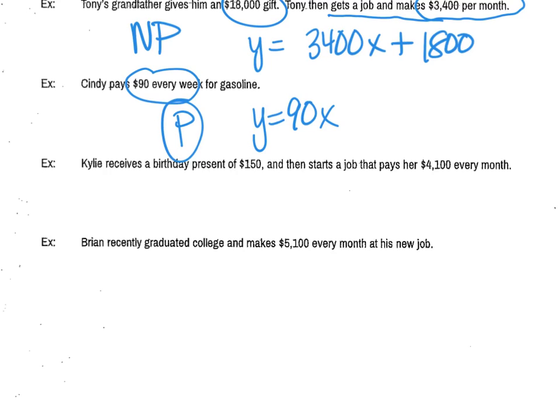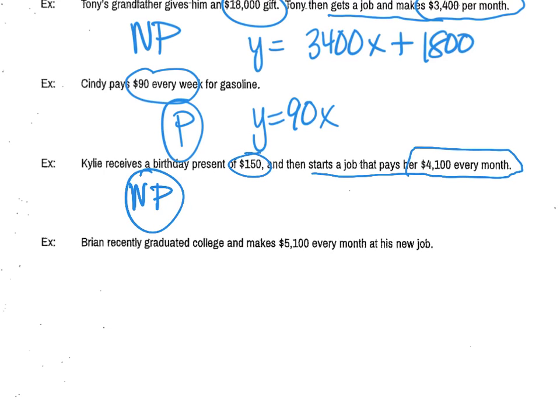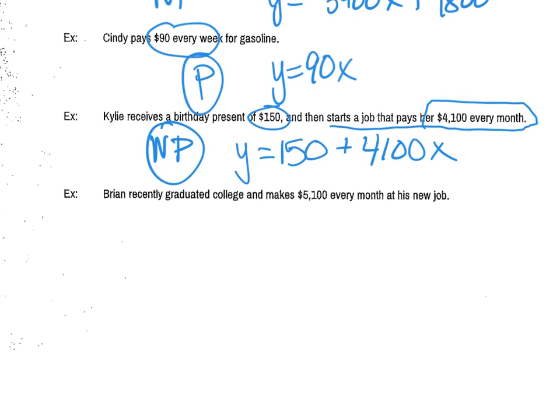Kylie receives a birthday present of $150, then starts a job that pays her $4,100 every month. That is good money. Non-proportional, because it's saying she starts, well, technically she starts with $150, and then she gets a job, and she gets paid that every month. Good for her. She's doing well.